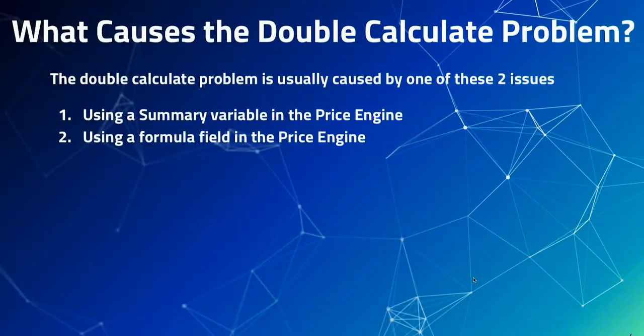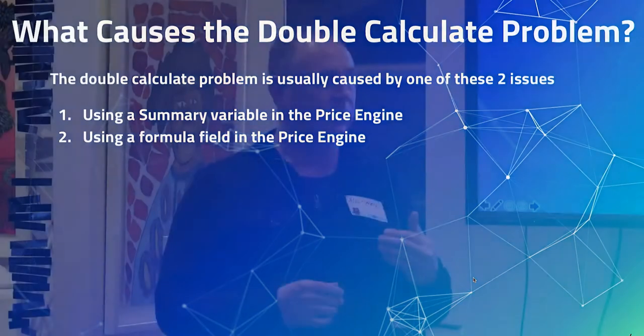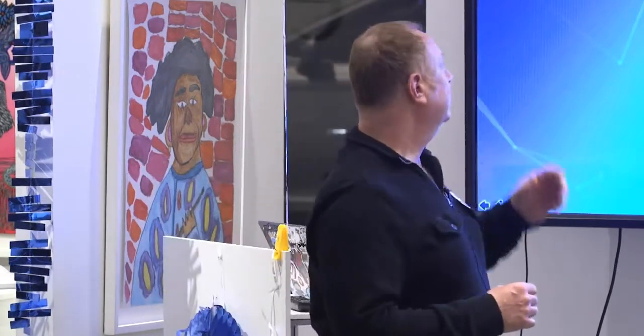Now, the double click. The two most common problems when it comes to the double click are a summary variable or a formula field. Summary variables are going to be totaling up something inside the quote, like maybe how many products you have, or how many products you have in a certain family. And it might use that to go and calculate something else, right?